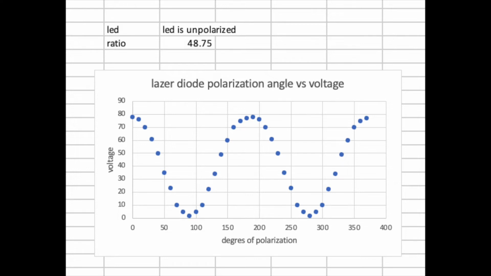and so there is no ratio. However, when we did that for the laser diode, we found that there is a distinct relationship between polarization and voltage output. And the result is we can take a ratio of 48.75 when we take the highest value divided by the lowest value recorded.